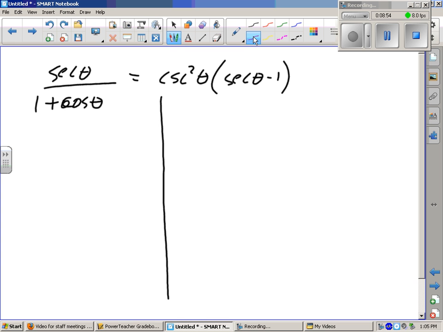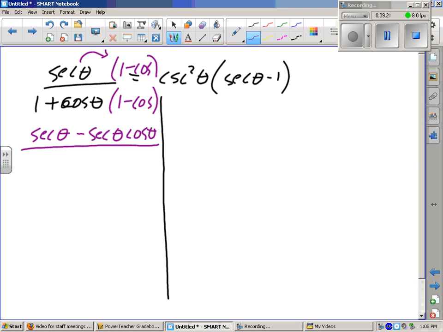All right, so what you do in a conjugate problem is you look at the denominator and you're going to multiply the top and bottom by the opposite sign, but same pieces of that denominator. So instead of 1 plus cosine, we do 1 minus cosine. All right, so let's see what happens here. I'm going to distribute the secant into there. So secant minus secant cosine. And then on the bottom, it becomes a FOIL problem. So I have 1, then minus cosine, then plus cosine, then minus cosine squared.